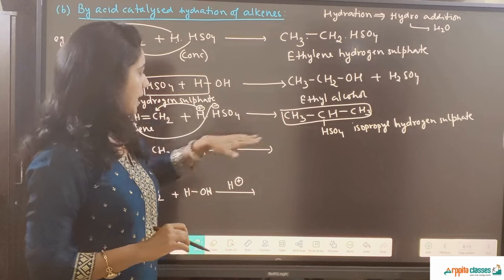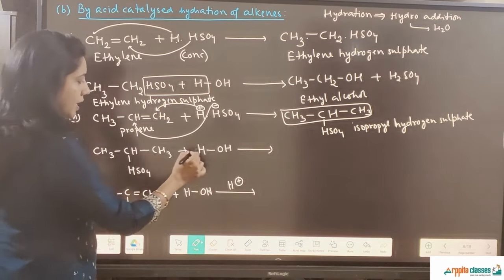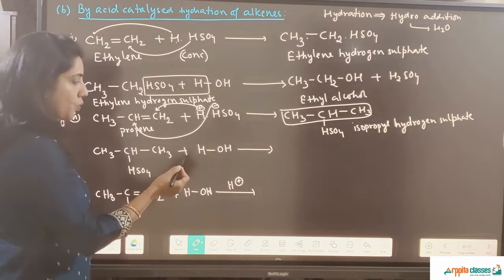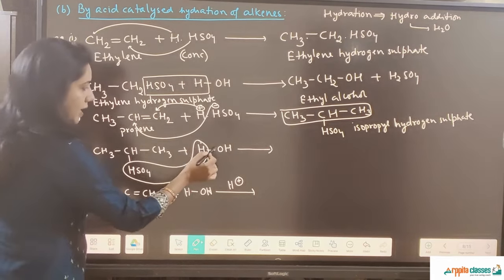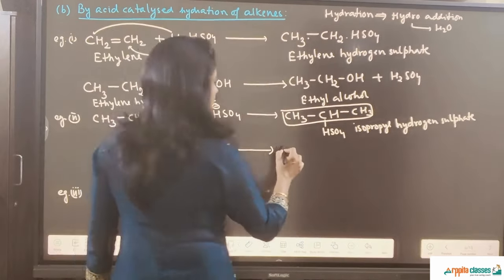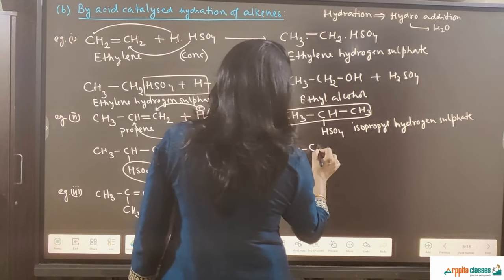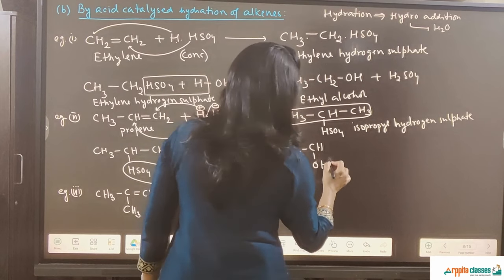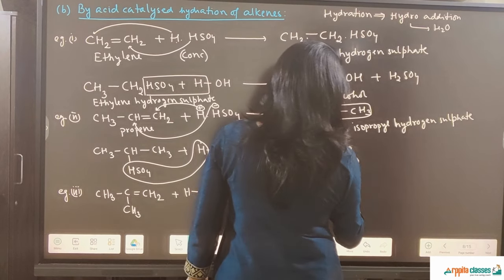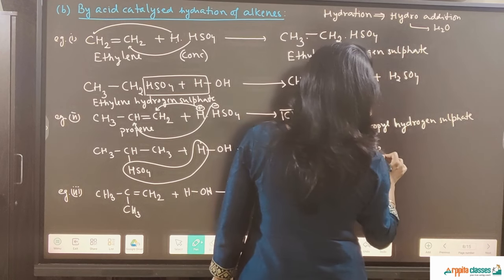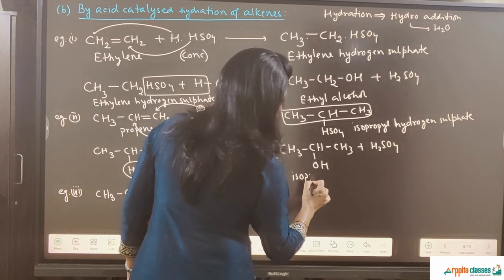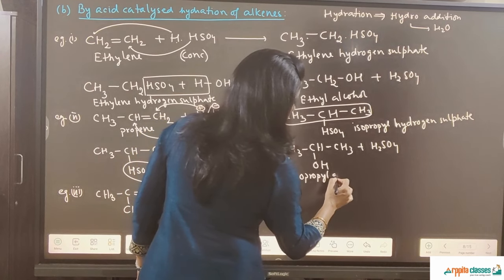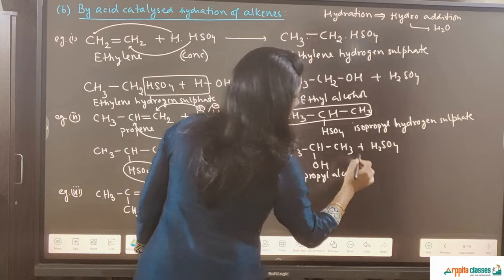Now in the next step I will take isopropyl hydrogen sulfate here, and I will be adding water. So what happens is this H2SO4 comes out and OH gets added over here. So we get CH3 CHOH CH3, and we get H2SO4 as it is. This is called isopropyl alcohol.